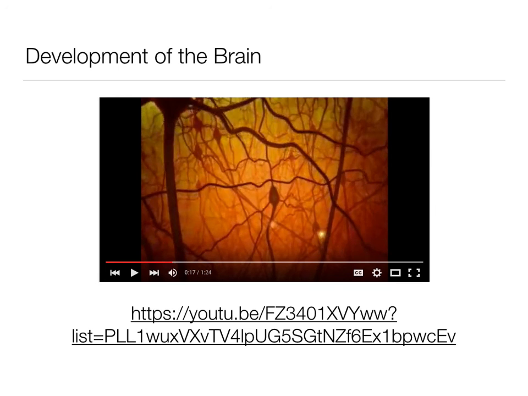It shows how this development of the brain really plays out, okay? And how complex a system it really is. And this is happening prenatal. So this is happening before we're even born. So this system is really starting very, very early and is an ongoing process.